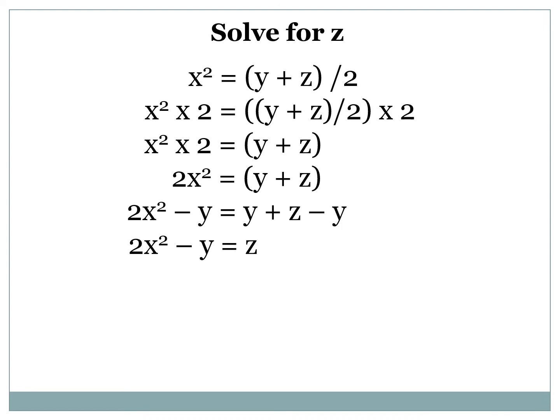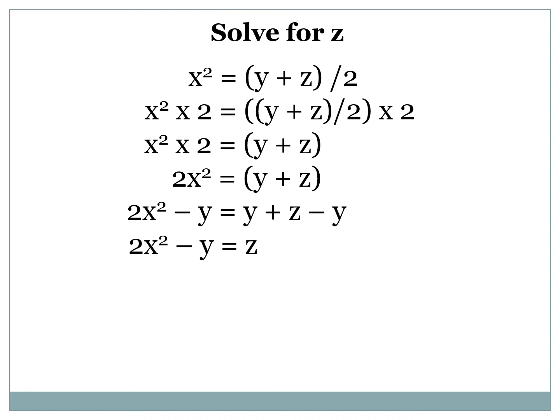Next, since we're solving for z, we have to subtract the y, and as we did before, we have to apply that subtracting y to both sides the exact same way. So y plus z minus y simplifies that side to z. Z now equals 2x squared minus y.